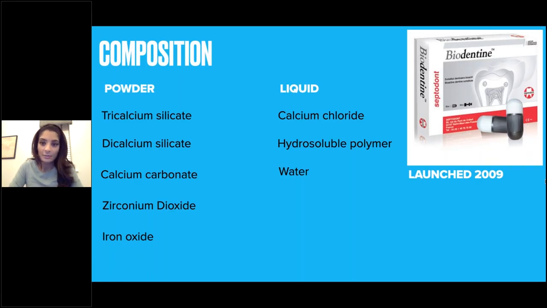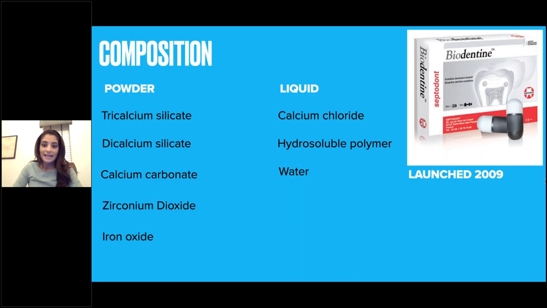So the composition of Biodentine is mainly based on a powder and a liquid. The powder contains tricalcium silicate, which is its main component. We also have dicalcium silicate, which is its second main component. It contains calcium carbonate, which is basically a filler, zirconium dioxide, which is responsible for making the material radiopaque, and iron oxide, which is responsible for the shade of the material.